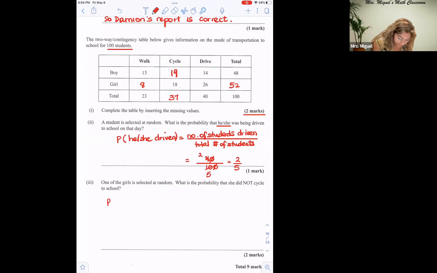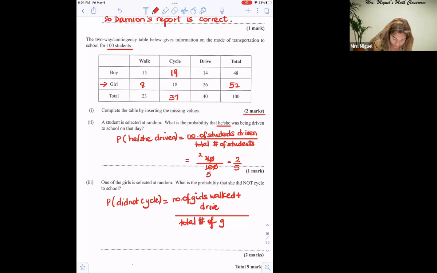So the probability she did not cycle is, we are looking at the girls, the number of girls who walked and drove over the total number of girls. So work it out and write down the answer in the simplest form.